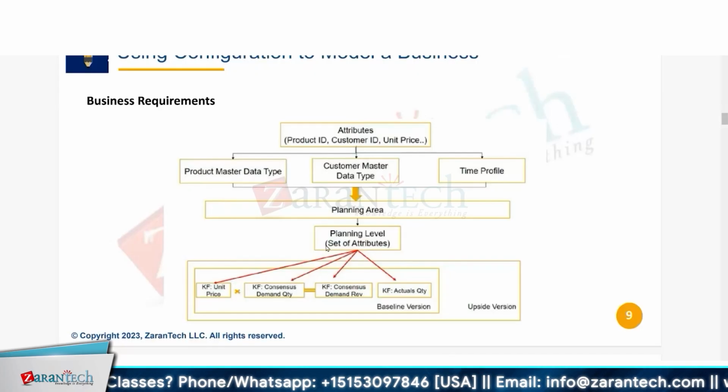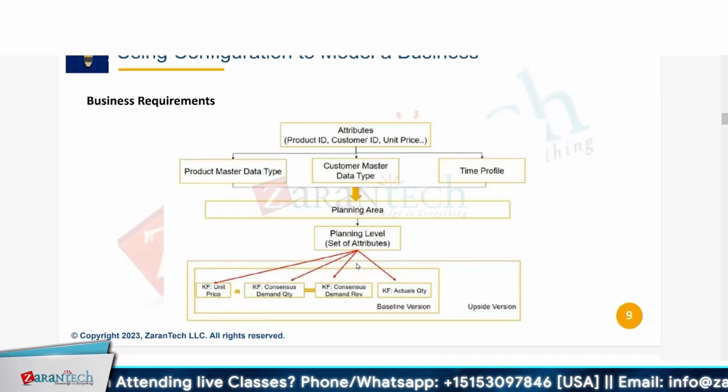So these different combinations would have different unit prices associated to that. Okay, so that's why you see here the unit price key figure, and it will vary based on the individual customer and product combination. Then you have consensus demand quantity, and the revised consensus demand quantity if you have any revision to it. And the last one is basically the actual quantity key figure.